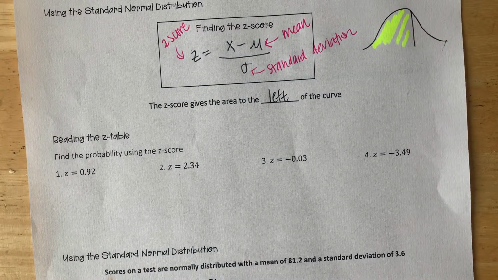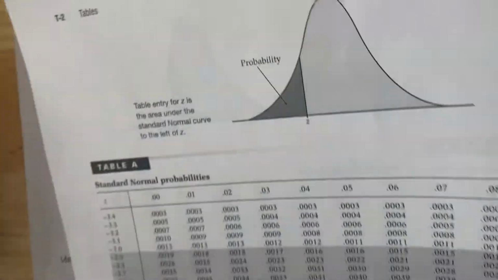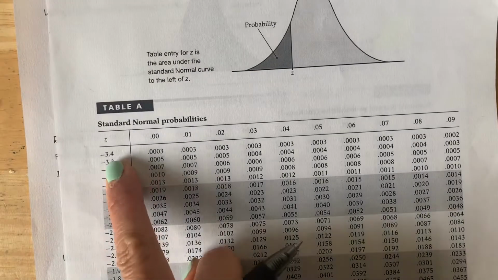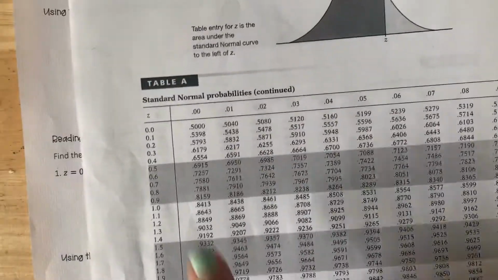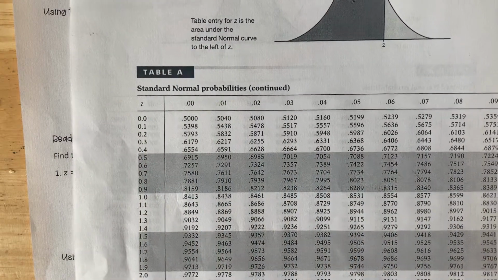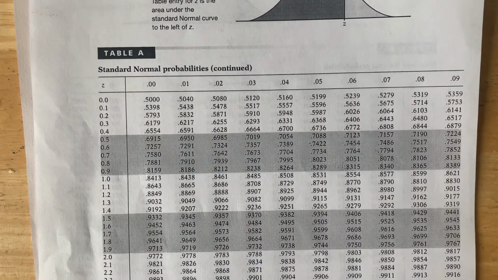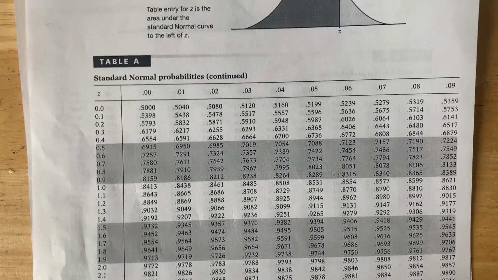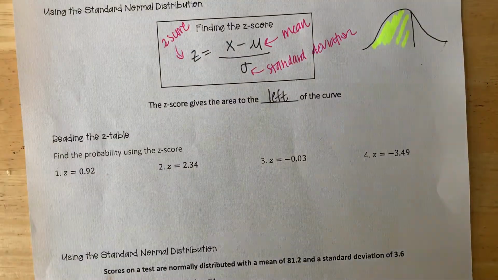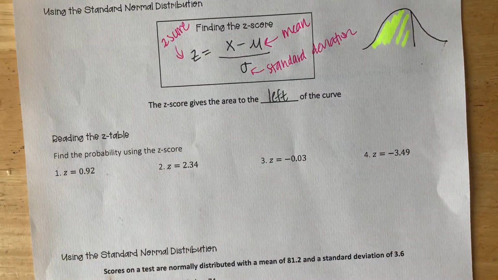So this z-table looks like this. There's negative z values here. And if you turn it over to the other side, there's positive z values here. You never have to memorize this table. This table will always be given to you. If you take stats next year, you'll definitely learn more about this table. So first, let me just show you how to read this table.